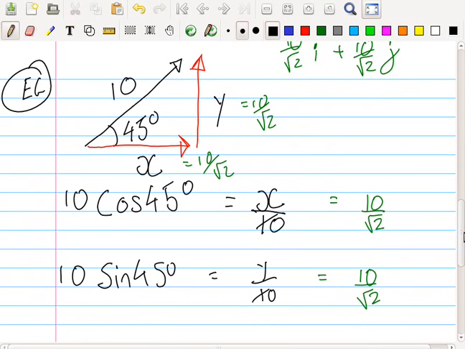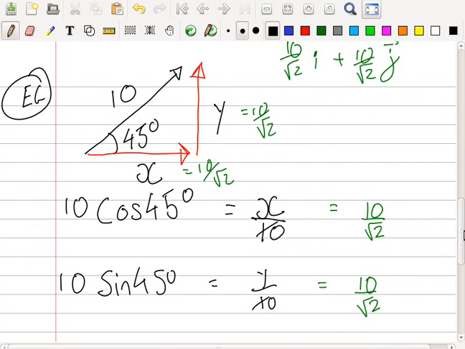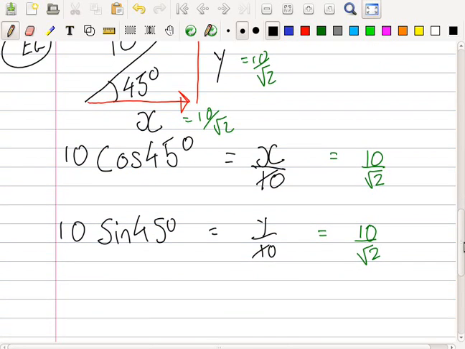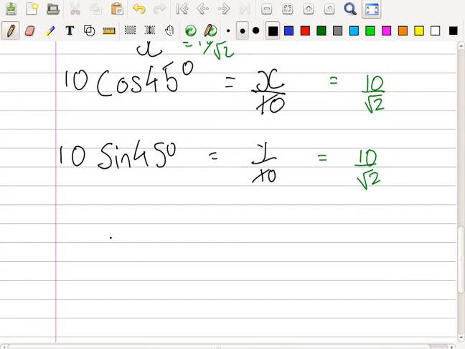Let's have a look at another example. So in this next example, I'm not going to tell you the angle, so I'm just going to say it's here, it's 5, and this is alpha. And again, you want to find the I part, and you want to find the J part.